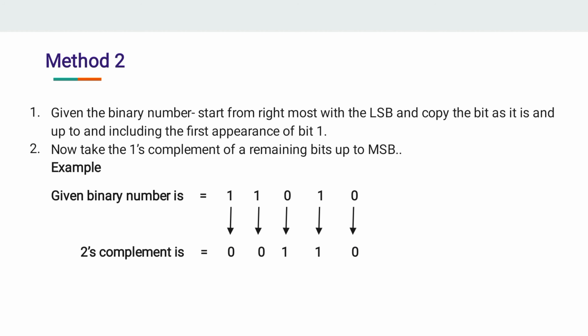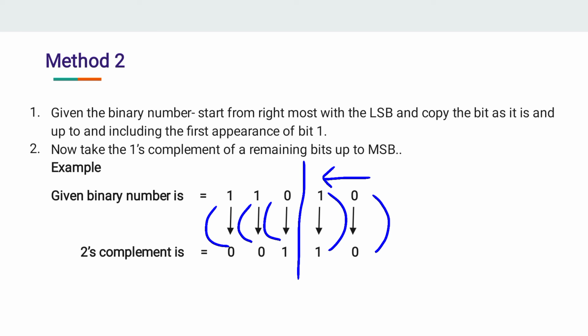So let's see method 2. For a given binary number, you have to start from the LSB. Just copy the content as it is, 0 to 0, then 1 to 1. Now you have to stop copying the content as it is after the first 1 appears; you copy it, then you complement the rest. The next bits you have to complement, that is 0 to 1, 1 to 0, 1 to 0. So this is the second method of twos complement.